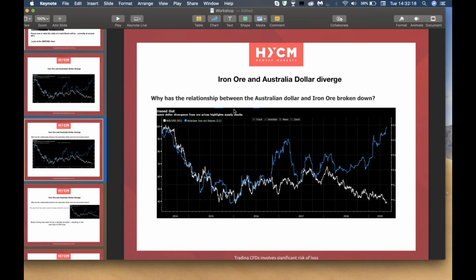So why has this relationship between the Australian dollar and iron ore broken down? Why is this happening? Why are iron ore prices continuing to reach record highs? As you can see, it's reaching multi-year highs, and the Australian dollar is touching towards multi-year lows.